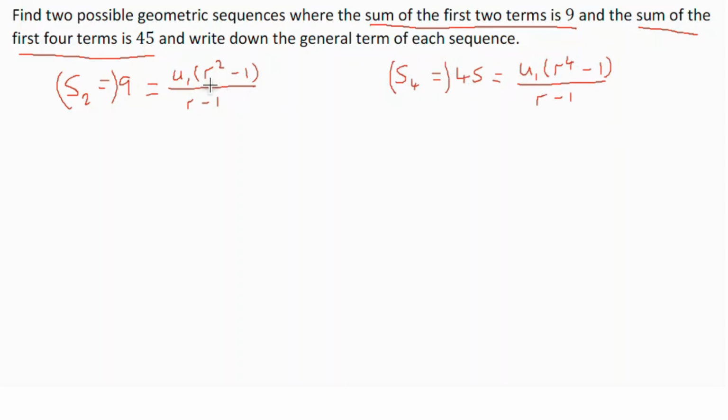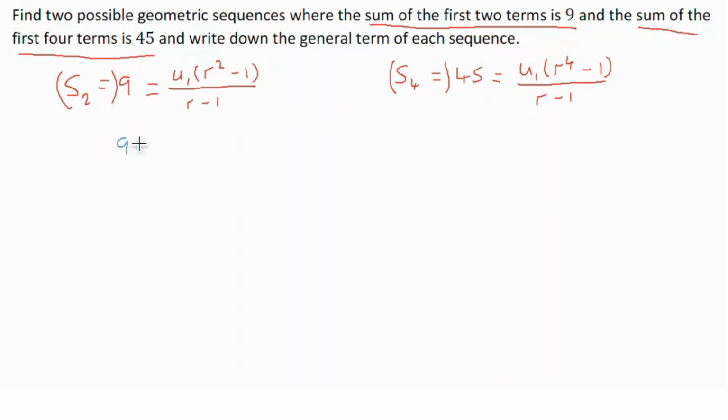Now we have two equations in U1 and R, two unknowns, so these are simultaneous equations. They're not linear simultaneous equations, so there's a bit of work we need to do to solve these. First of all, I'm going to start with the left-hand side and manipulate this a little bit, and then we'll come back and manipulate this one a little bit.